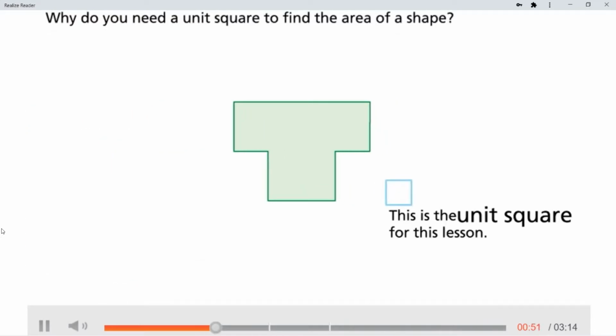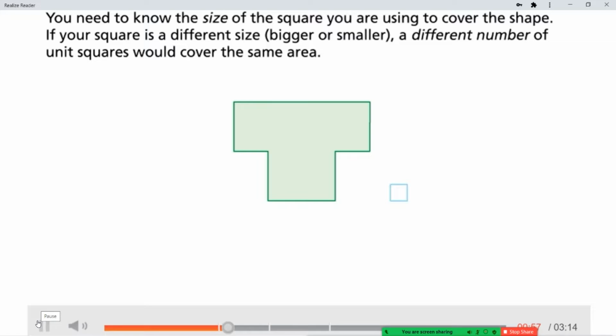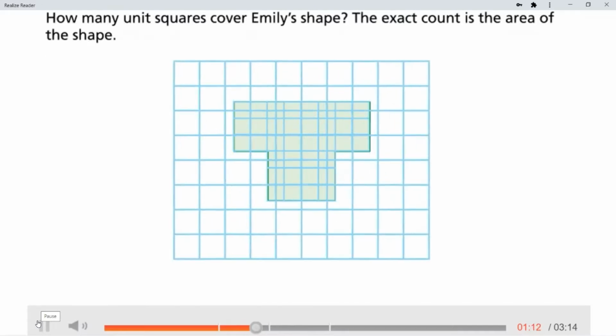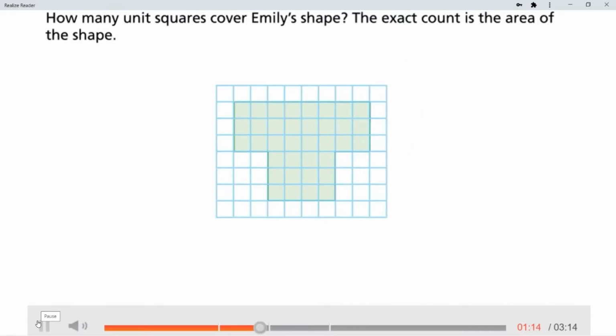Why do you need a unit square to find the area of a shape? You need to know the size of the square you are using to cover the shape. If your square is a different size, bigger or smaller, a different number of unit squares would cover the same area. How many unit squares cover Emily's shape? The exact count is the area of the shape.